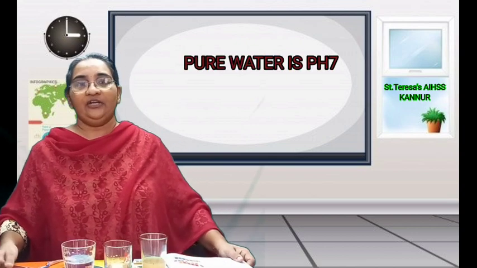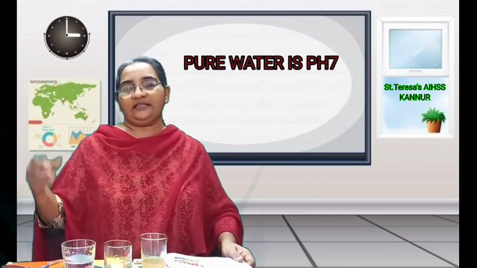You would have heard the word pH, isn't it? The pH of clear, pure water is always 7. When they do water treatment, they always see that the pH of the water after the treatment, when it comes through the treatment plant, is always 7, because that is good for us to drink. Okay, so I hope you have understood.